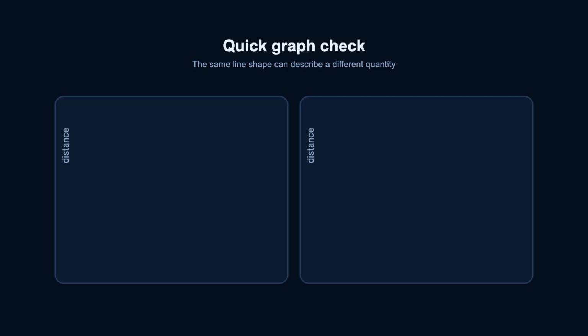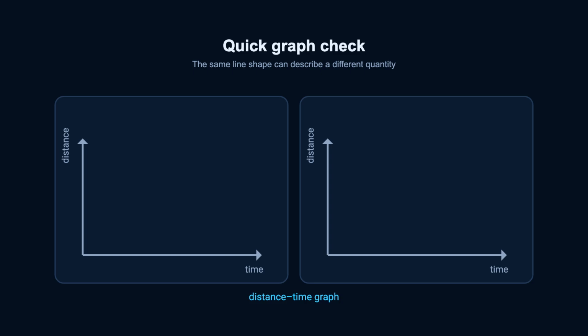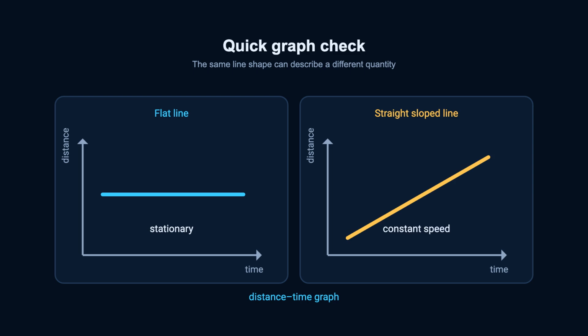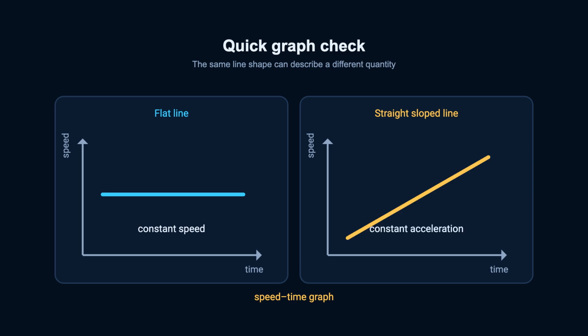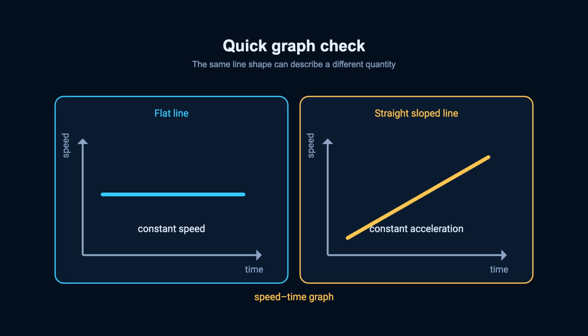Quick check before we move on. On a distance time graph, what does a flat line mean? And what does a straight sloped line mean? Now switch to a speed time graph. What does a flat line mean there, and what does a straight sloped line mean there instead? The shapes look similar, but they're telling you about different quantities.